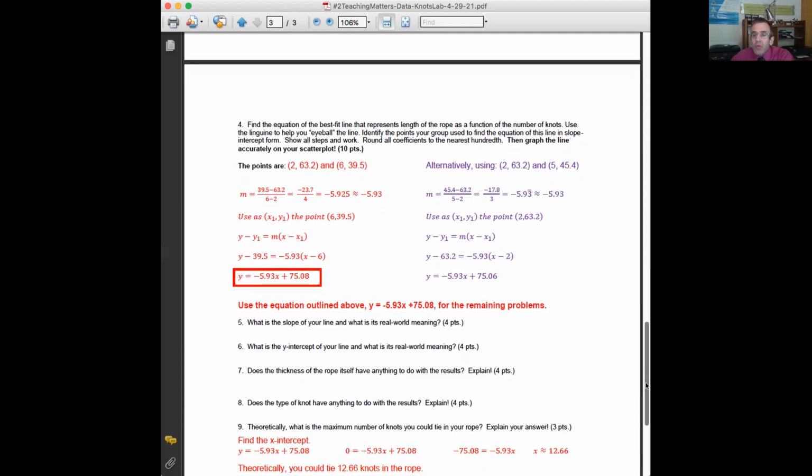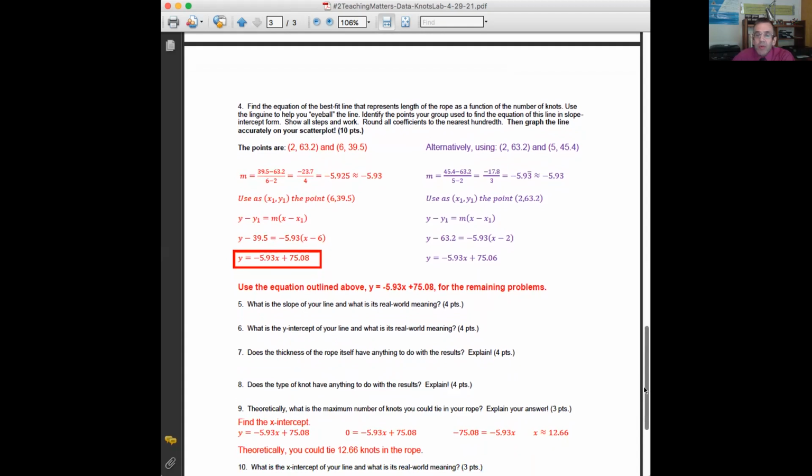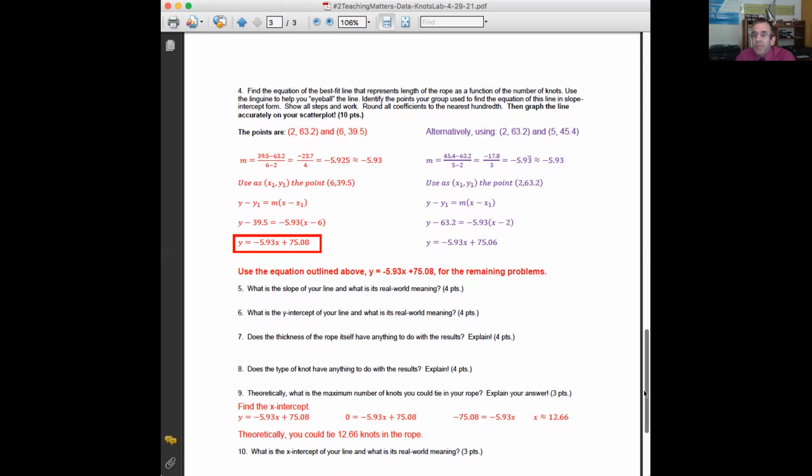The next thing we want students to talk about is the x-intercept, the maximum number of knots. To find the x-intercept, we need to substitute in 0 for y and solve for x. And we get x equals 12.66. So theoretically, we could tie 12.66 knots in the rope.